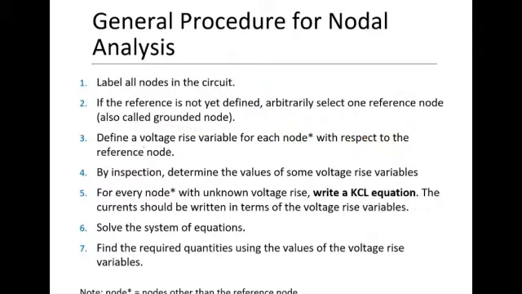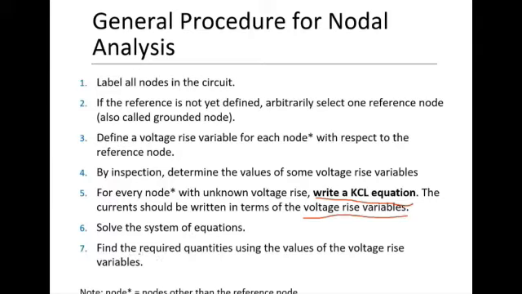So then define a voltage rise variable for each node. Let's put an asterisk there. So these are nodes other than the reference node, with respect to the reference node. By inspection, determine the values of some voltages that will be evident later. For every node with an unknown voltage, there's an unknown voltage rise. You create a KCL equation, and the currents should be written in terms of the voltage rise variables. And you solve the system of equations and find the required quantities from the circuit.